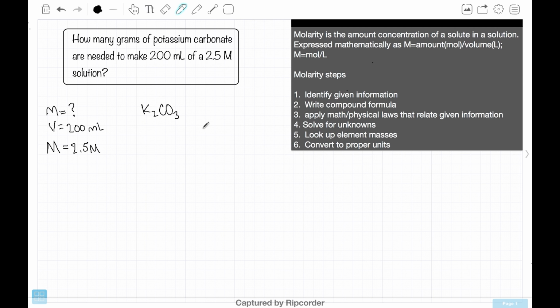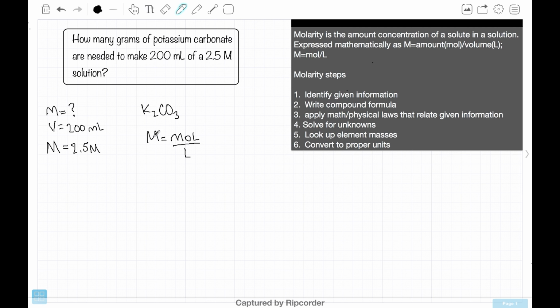Okay, so we're looking for a mass and we're given molarity and volume. And the next step says apply the math or physical laws that relate the given information. Based on everything that we've been given, you can see molarity is a fitting formula to use. It says molarity equals the amount of moles over the volume in liters. We're looking for grams, but we know that grams and moles are related to each other, so if we find the moles, we'll be able to convert that over to grams.